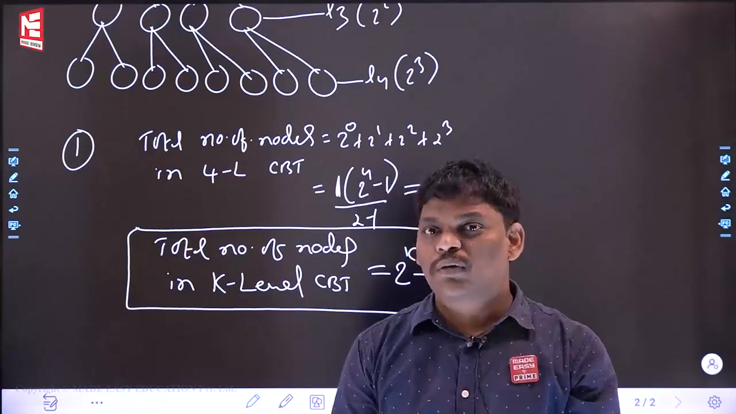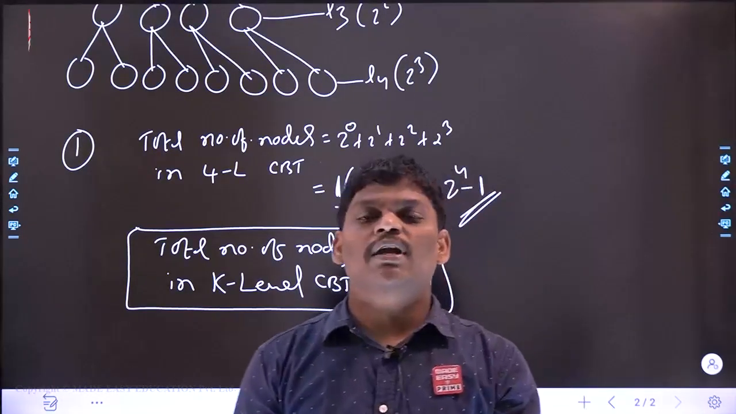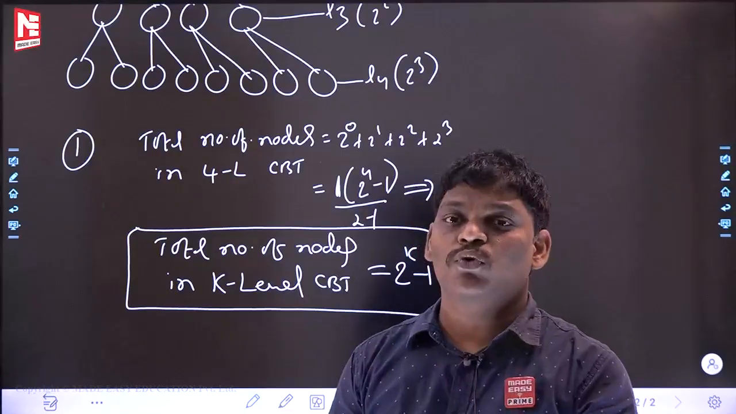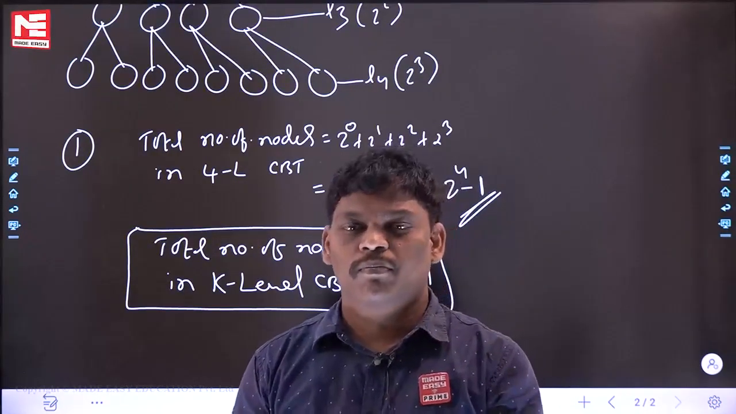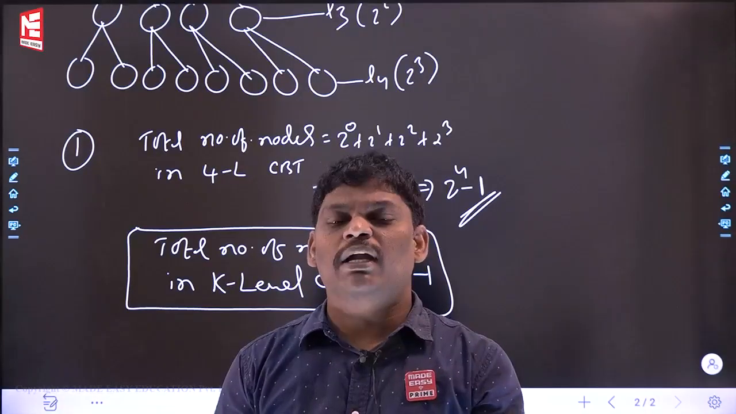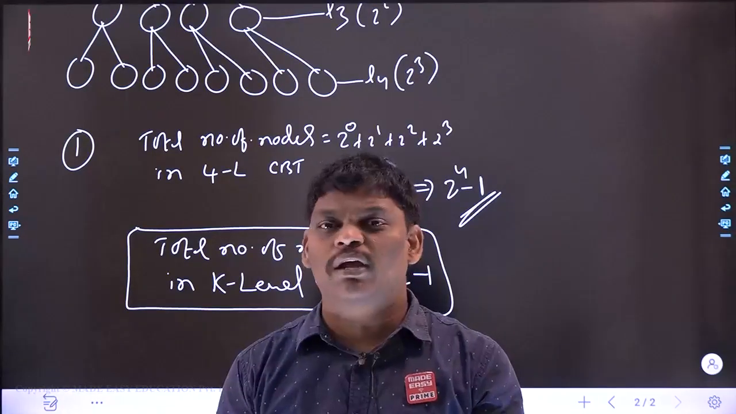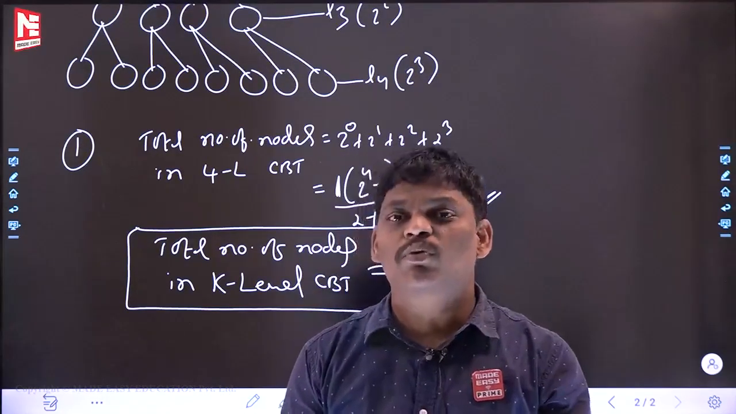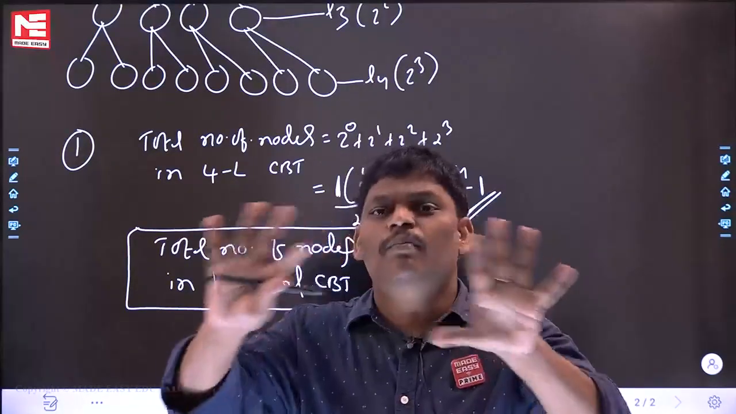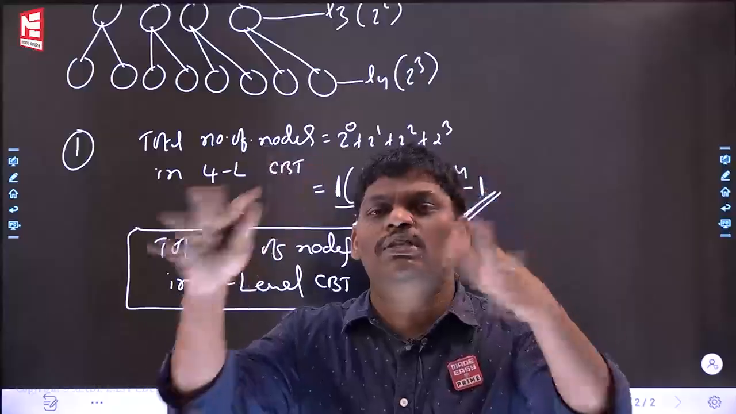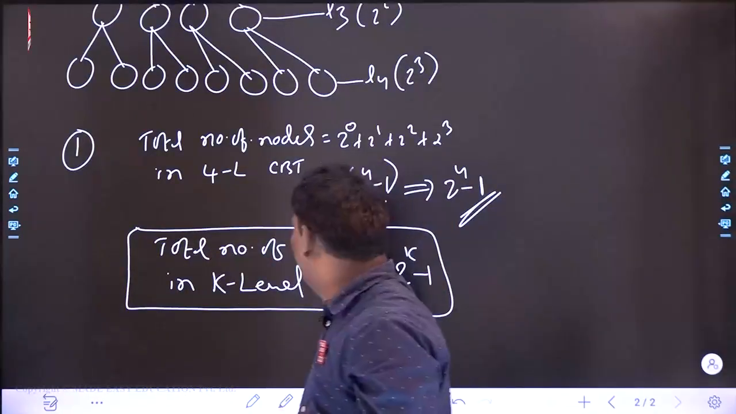I am repeating now, carefully, listen. A k level complete binary tree contains total number of nodes how many? 2 power k minus 1. Is it minimum or maximum? Try to remember, because it is already complete. There is no minimum. Everything is that only. That is the reason I didn't write minimum, and I didn't write maximum.